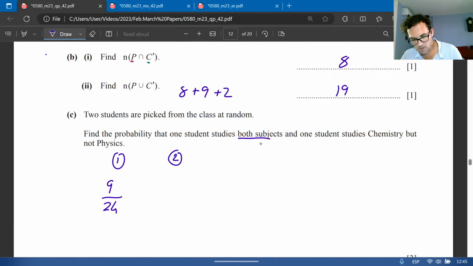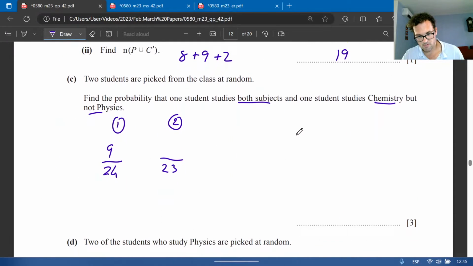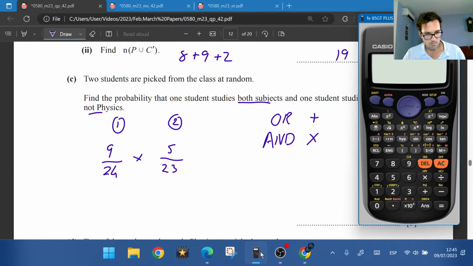Then we pick another student, but there's only now 23 students left, because we already picked one. And one student studies chemistry, but not physics, basically meaning studies chemistry only. So those are 5. I haven't picked any of those 5 yet. And again, what do we do? We add or we multiply. Remember, the OR rule in probability, we add. Did I pick the one student or the other student? No. We picked the one student and the other one. So we need to multiply this together. So let's do that.